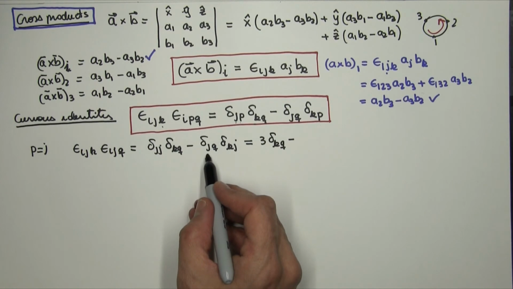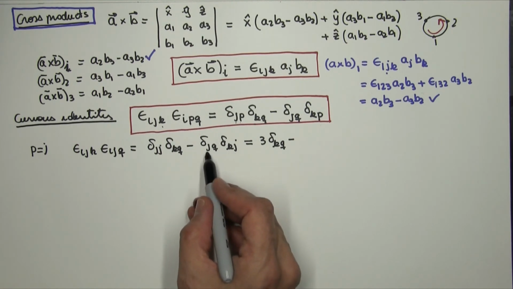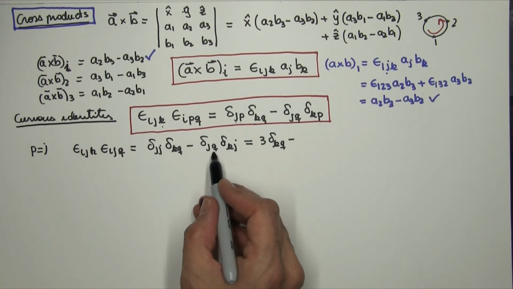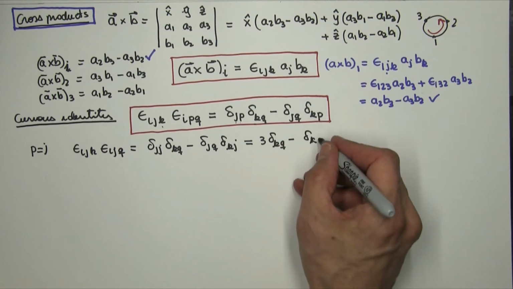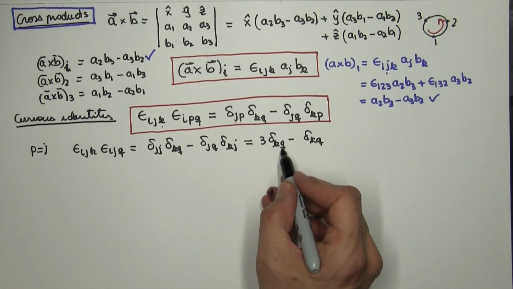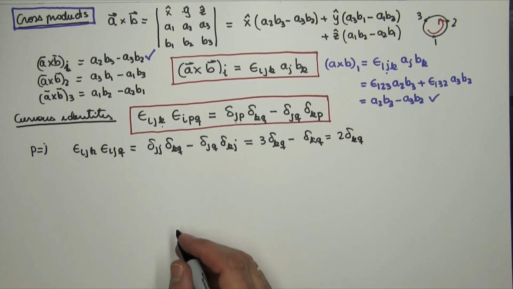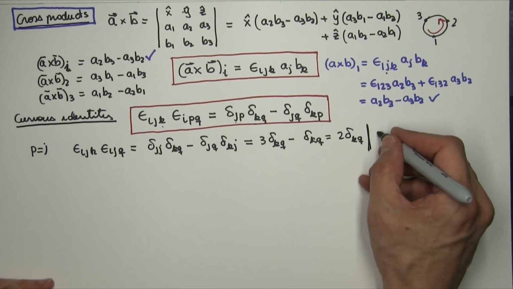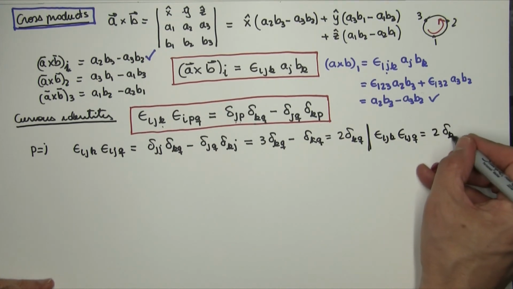Remember the copying property of a delta function. A Kronecker delta is not a delta function, but if you have a Kronecker delta here and a common index, it copies the other one. So the J disappears and the Q is copied into this here. So you have a minus delta K, and instead of the J, you copy the Q. So 3 delta KQ minus a delta KQ is a 2 delta KQ. So it's a nice formula, so let's write it again and box it. Epsilon ijk epsilon ijQ is equal to 2 delta KQ.